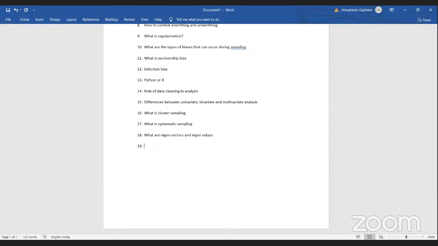Now, what is the difference between validation set and test set? A validation set can be considered as a part of the training set as it is used for parameter selection and to avoid overfitting of the model being built. On the other hand, a test set is used for testing or evaluating the performance of a trained machine learning model.